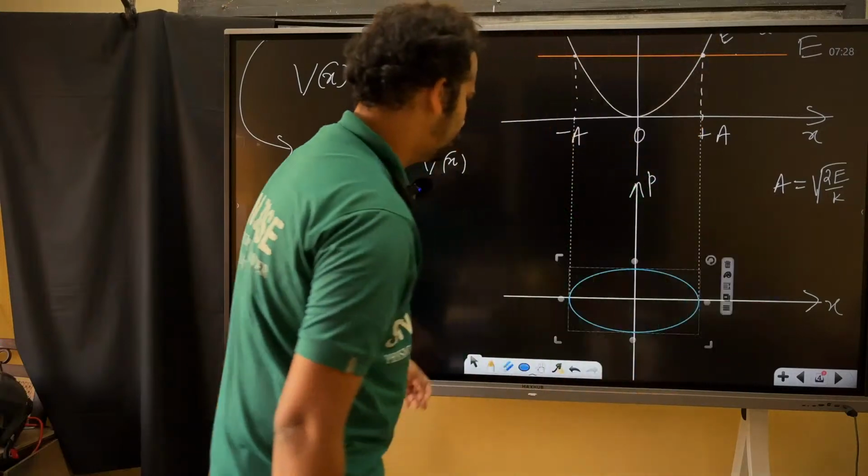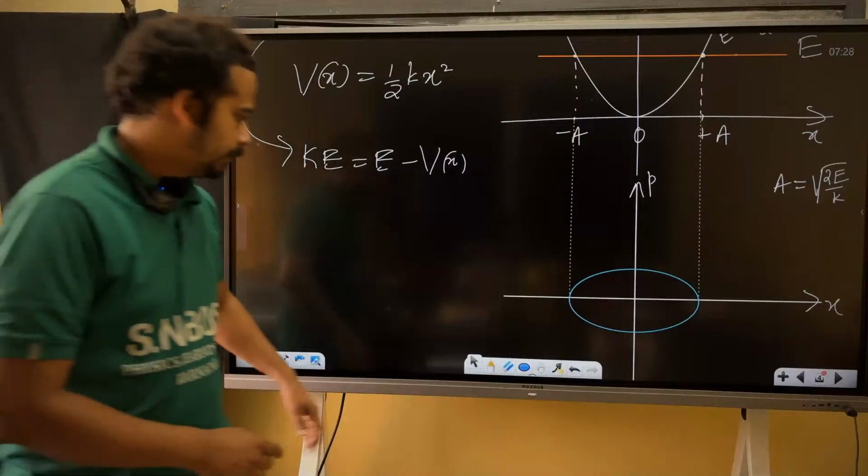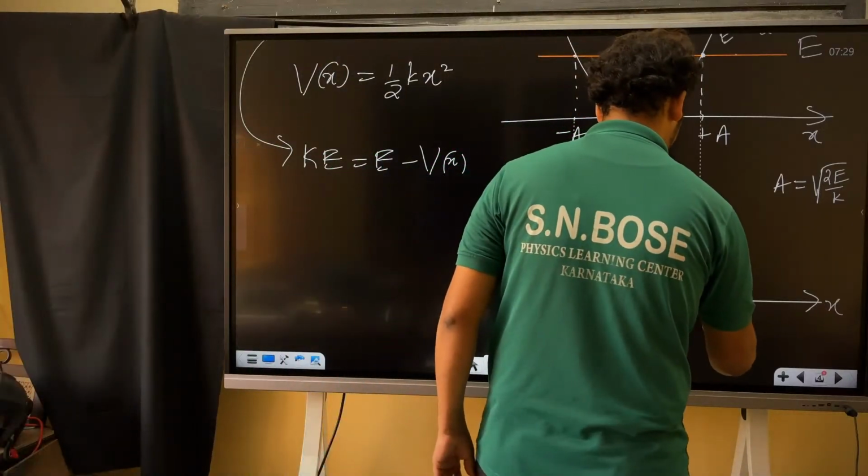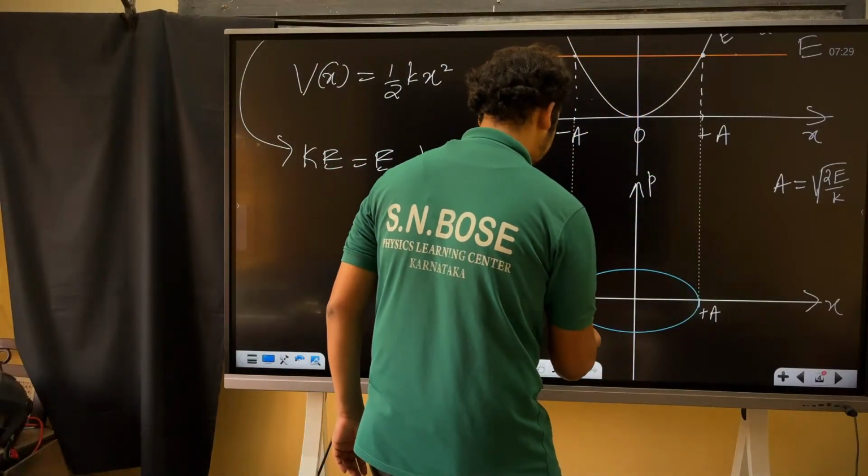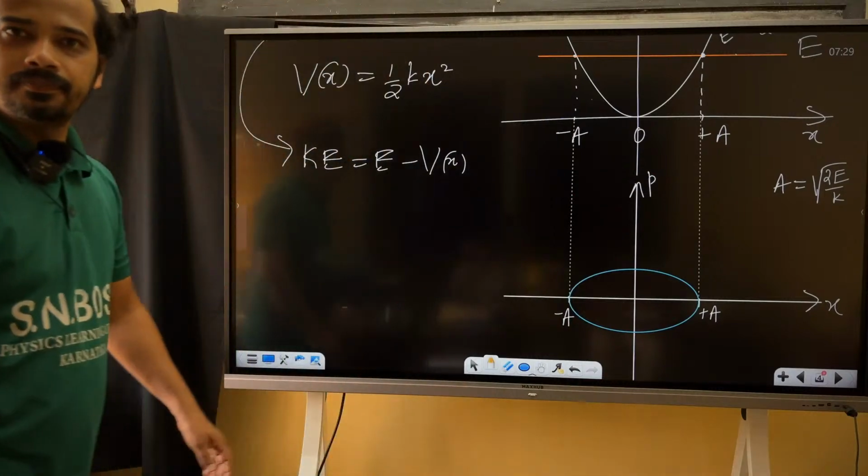Fine. It will be like this. So this is our plus A. This is our minus A. That is our amplitude. Fine.